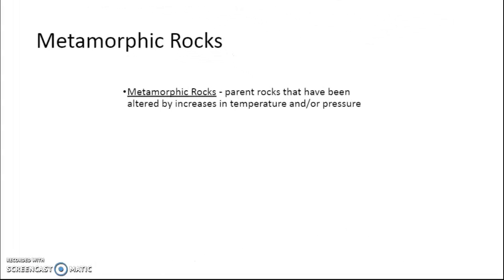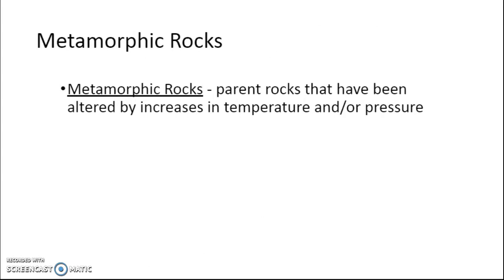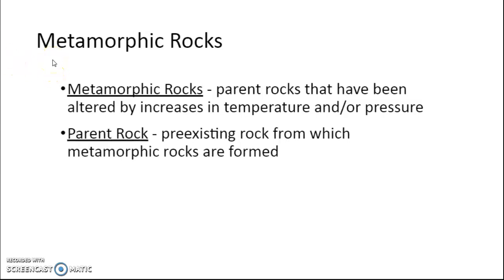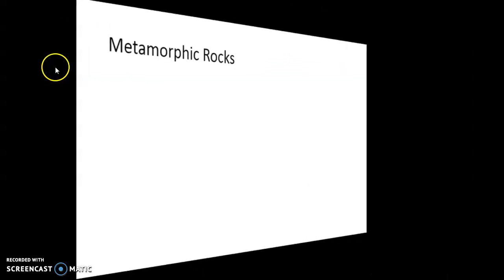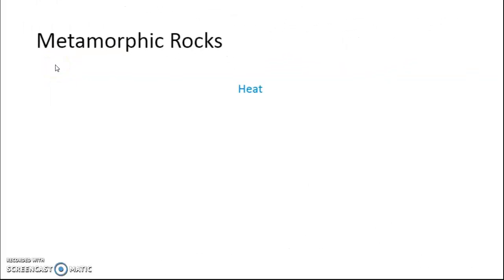So metamorphic rocks are where the parent rock has been altered because of increases in temperature and/or pressure. And so we'll see changes because of that. The parent rock is the pre-existing rock from which metamorphic rocks are formed. And that can be anything from a sedimentary rock, an igneous rock, or another metamorphic rock, but they've undergone a change. That's what metamorphosis means.